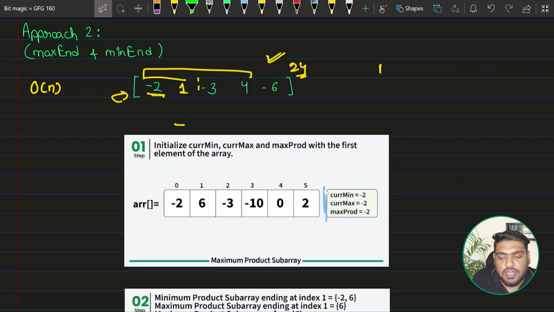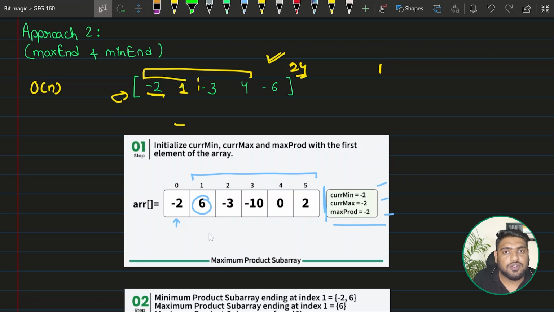Notice one thing. Initially, all of the 3 variables are marked as ARR 0. We're going to be beginning our iteration from this point till the end. Now, let's say we are choosing 6, what are going to be the parameters? We have to take care of these 3 variables. We have to provide new values to these 3 variables. Let's say if we include 6, what will be the impact on current minimum, what will be the impact on current maximum, and what will be the impact on maximum product. Maximum product is just the maximizing variable.